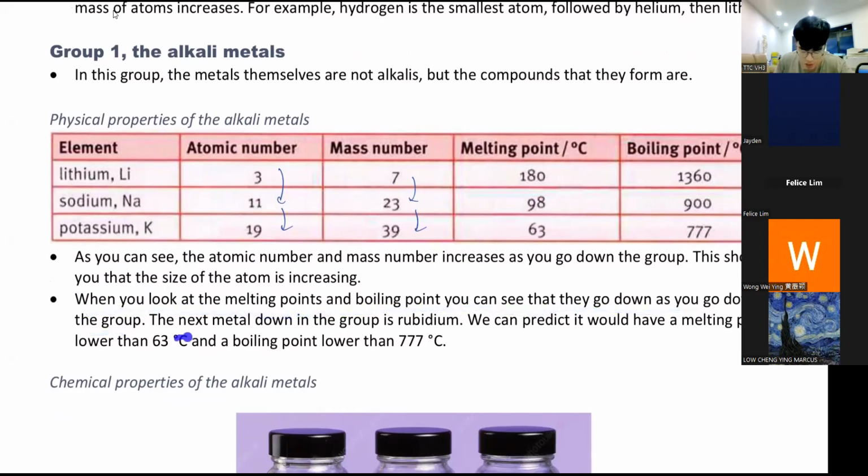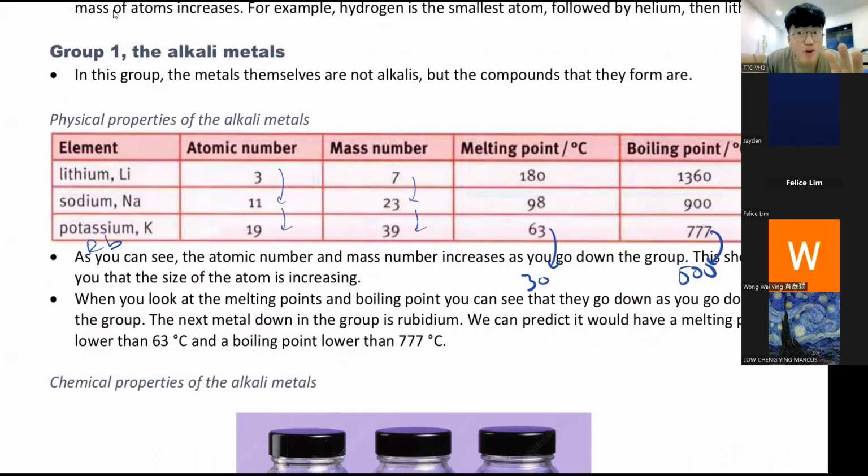The next metal down the group is rubidium. We can predict that it would have a melting point lower than 63 and a boiling point lower than 777. So that means rubidium is down here. You can be sure that this one will be even lower. Maybe this one is like 30 something, maybe this one is like 500 something. You get what I mean?